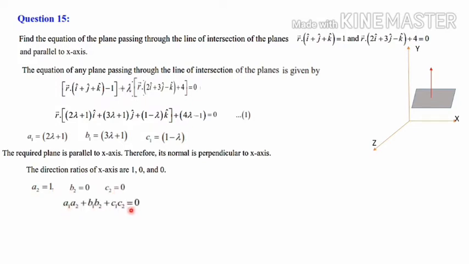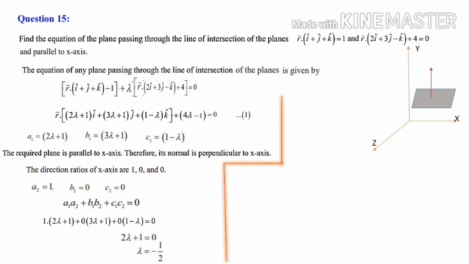Then we know that these two lines are perpendicular, means this normal and the x-axis are perpendicular. So the sum of the product of their direction ratios is 0. That is here a1 2 lambda plus 1 and a2 is 1. So 1 into 2 lambda plus 1 plus b1 is 3 lambda plus 1 and here b2 is 0. So 0 into 3 lambda plus 1 plus here c1, c2. c1 is 1 minus lambda, c2 is 0. So 0 into 1 minus lambda is equal to 0. When you go for the calculation, these two terms become 0. So 2 lambda plus 1 is equal to 0. That is lambda is equal to, this plus 1 go to the right side, minus 1. So minus 1 by 2 is the value of lambda.